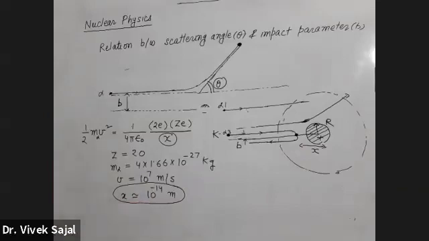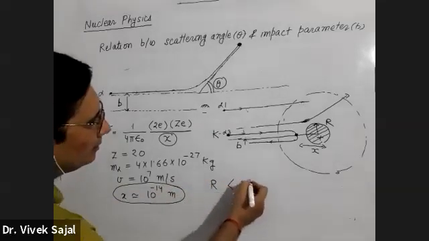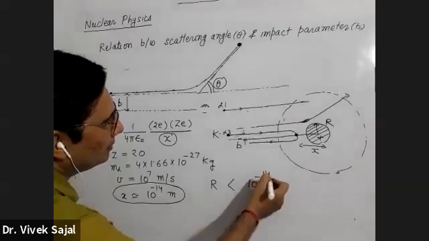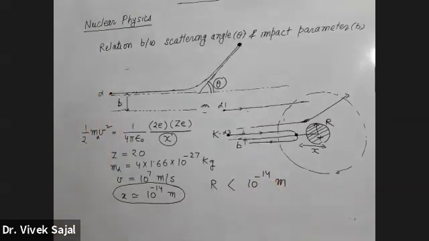So on the basis of this simple experiment, by finding the distance of closest approach, he was able to prove that the radius of the nucleus is less than 10 to the minus 14 meter. So on the basis of this, he proved that.